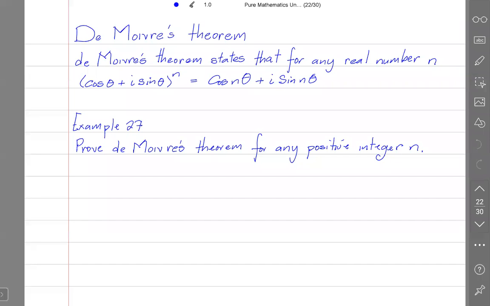All right, so the Morse theorem states that for any real number n. So this works for what?